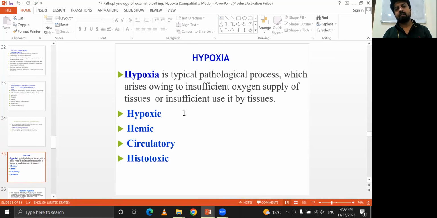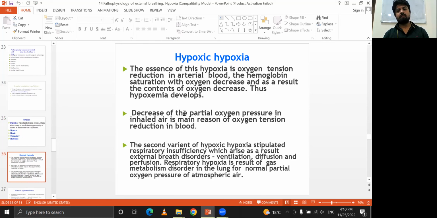Hypoxia is a typical pathological process which arises due to the insufficiency of oxygen. Simple, as maybe some of you know about hypoxia, because it is the insufficient oxygen supply to the tissues or insufficient use of it by the tissues: hypoxic, hemic, circulatory, histotoxic. The essence of hypoxia is oxygen tension reducing in the arterial blood, hemoglobin saturation with oxygen decreases, and as a result the content of oxygen is decreased. Decrease of the partial oxygen pressure in the inhaled air is the main reason of oxygen tension reducing in the blood.